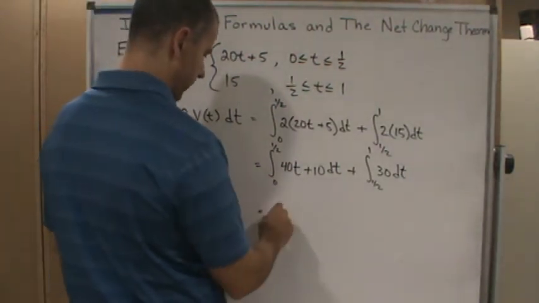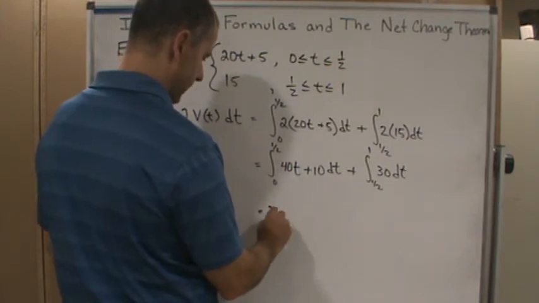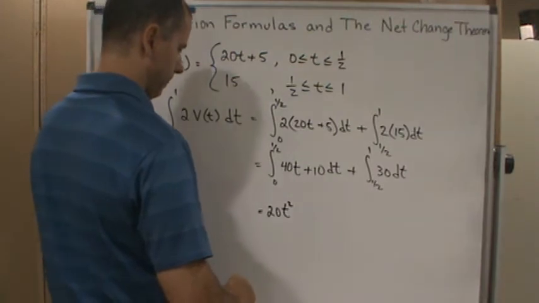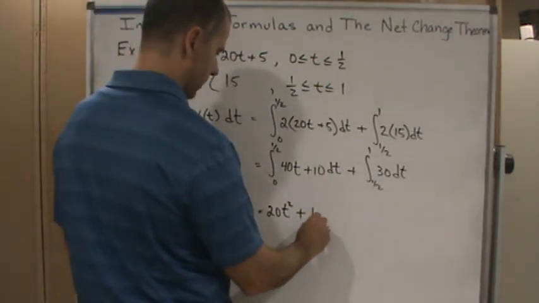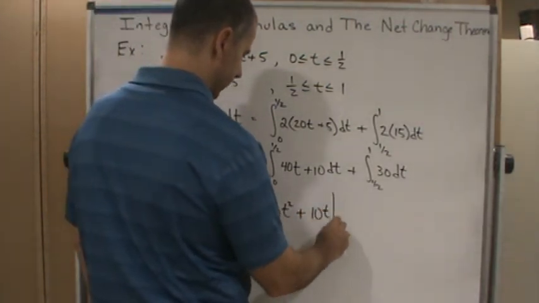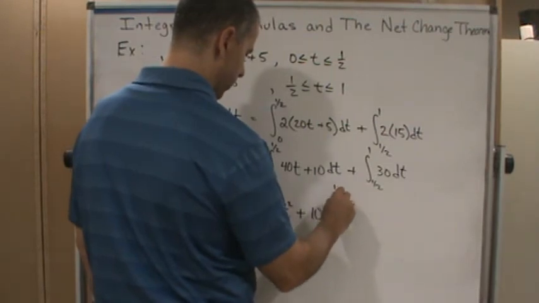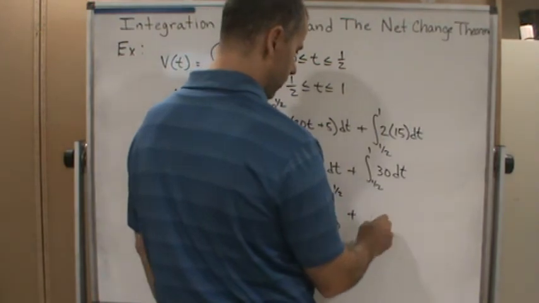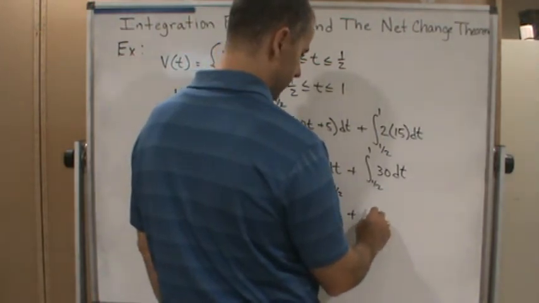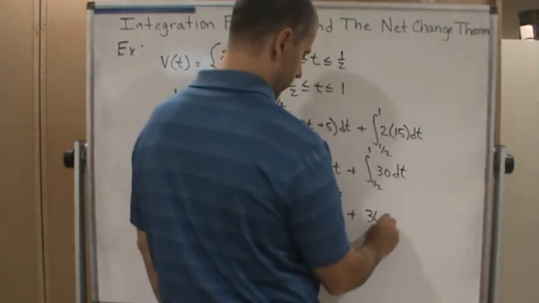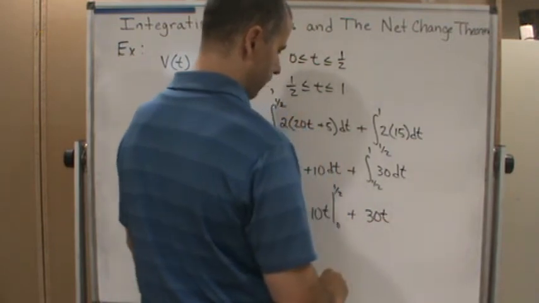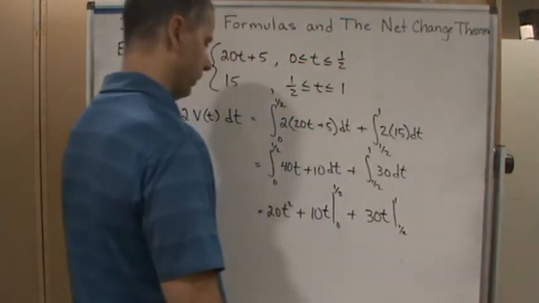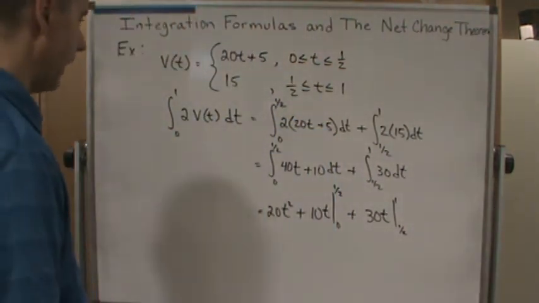So this is going to be what? It's going to be 20t squared plus 10t evaluated from 0 to 1/2, plus, now this is going to be 30t evaluated from 1/2 to 1.